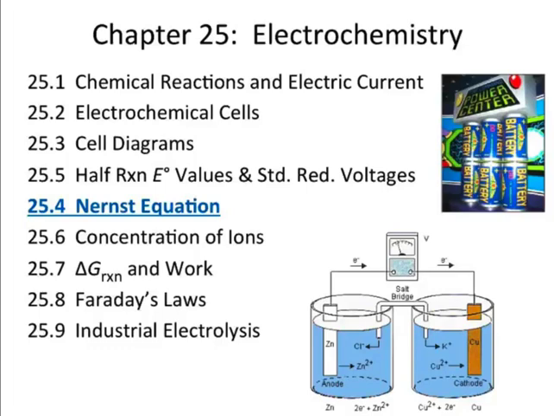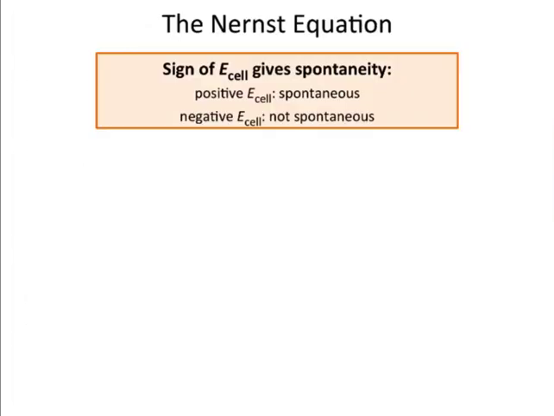Hello, in this video we will talk about the Nernst equation. So the background here is that the sign of E cell gives us spontaneity. We talked about this in a previous video. If E cell is positive, then your reaction is spontaneous, it goes to the right, as written. If it's negative, then your reaction is not spontaneous, and it goes to the left.